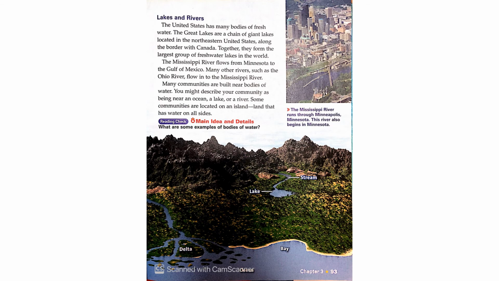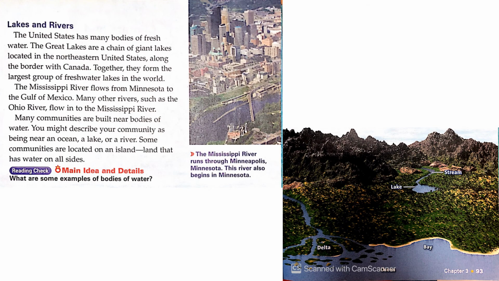Now let's have a look at lakes and rivers. The United States has many bodies of fresh water. The Great Lakes are a chain of giant lakes located in the northeastern United States, along the border with Canada. Together they form the largest group of freshwater lakes in the world. The Mississippi River flows from Minnesota to the Gulf of Mexico. Many other rivers, such as the Ohio River, flow into the Mississippi River.